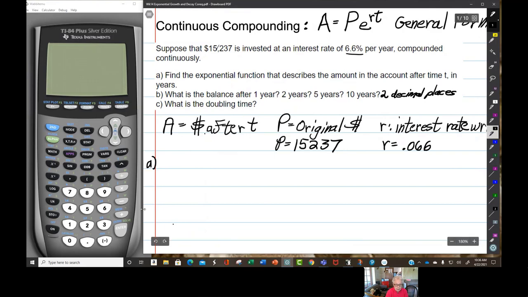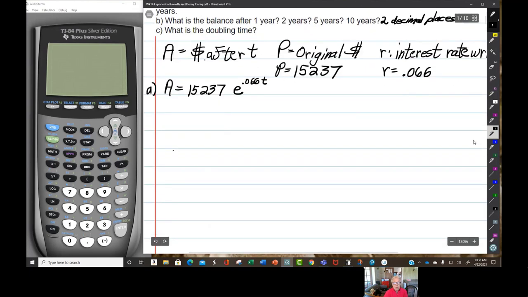Put the A here. Okay, we're going to have A equals P, 15,237 times E raised to the power 0.066 T. This is going to be our formula that we're going to be using for parts B and C. A equals 15,237 times E raised to the 0.066 T power.